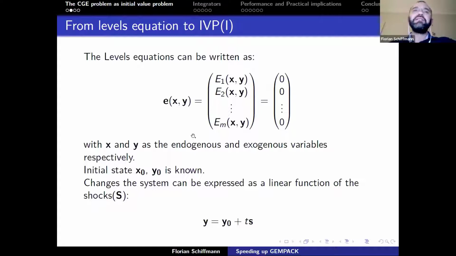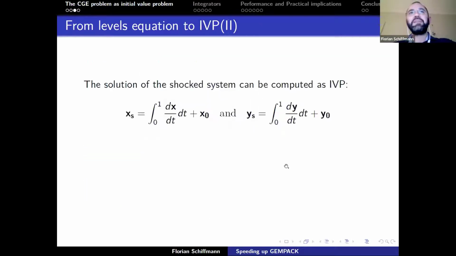Now, the idea in GEMPACK is that, from economic data, we are able to construct an initial solution. So we don't need to compute a solution to the system. We can construct it from what we know. Next, for the exogenous variables, the variables we determine during a simulation, we want to shock them, and we can express the new state of the exogenous variables in terms of the shock by simply using a linear function of it: y equals y0 plus t times s, where t is a scalar. So far, so good. I think there is nothing wrong with that.